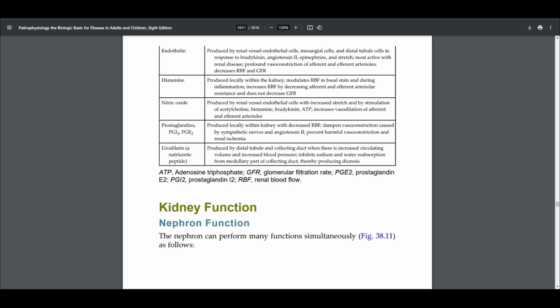And then urodilatin, produced by distal tubules and collecting ducts, when there is an increased circulating volume and increased blood pressure, inhibits sodium and water reabsorption from the medullary part of the collecting duct, thereby producing diuresis.